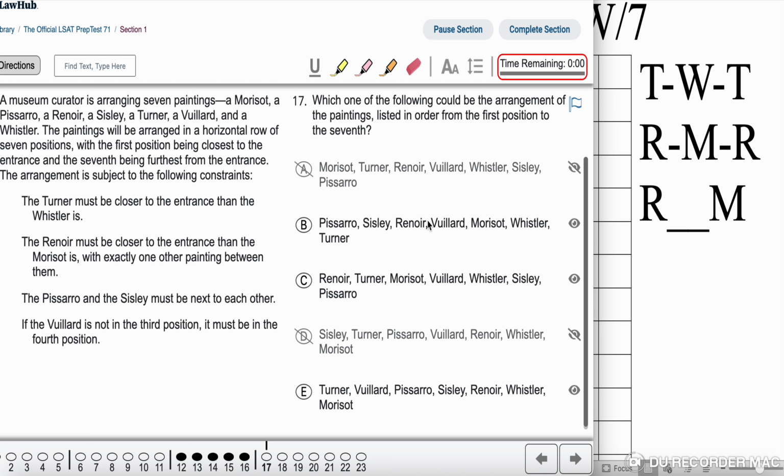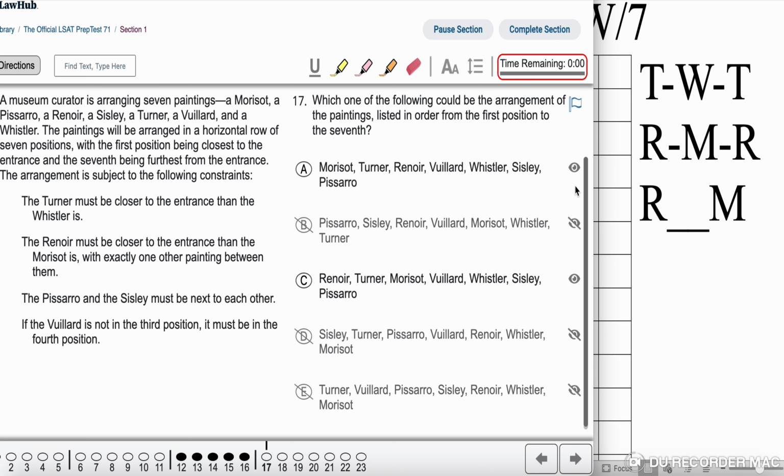R is closer. Actually, they seem to be at the same. Let's get rid of this one too. So R is definitely closer, M's not close. So let's see if we read this right: R must be closer to the entrance than M. So R is closer to the entrance than M. So keep in mind, the closer to the entrance, keep it the first, and the furthest away is going to be the 7th.